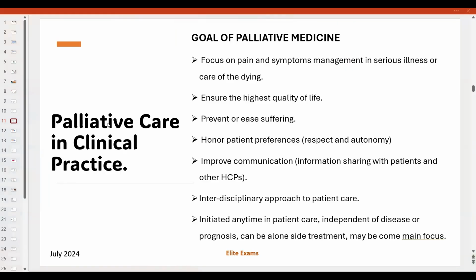We also remember that sometimes palliative medicine can come in any phase of the patient's illness, and it can occur in any disease. So that's why it pertains to all. And we can also have discussions about palliative care while the patients are still having treatment for their illness.